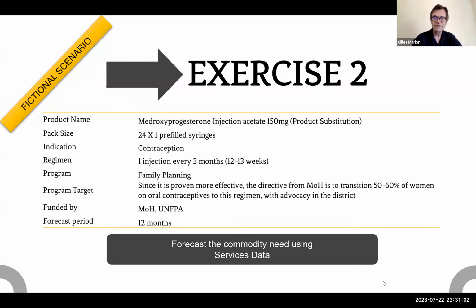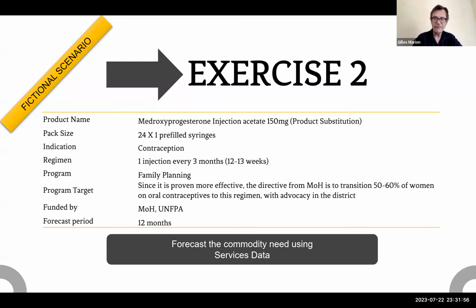So the directive from the Ministry of Health is to try to transition 50 to 60% of women who are currently on oral contraceptives to the new contraception methodology with injection. So here we have a specific case where you have a product substitution to a new product, which is this medroxyprogesterone acetate injection 150 milligrams. The pack size is 24 prefilled syringes in each pack. The indication is contraception. It takes one injection every 3 months, so every 12 to 13 weeks.